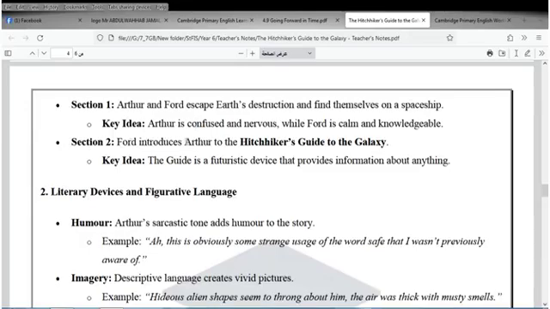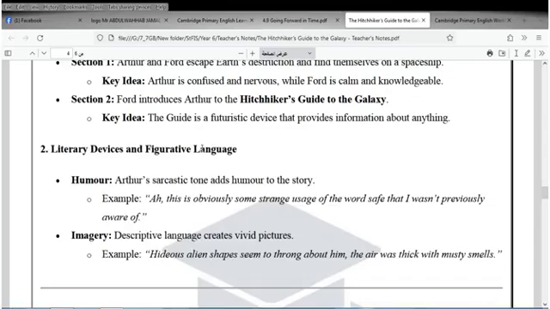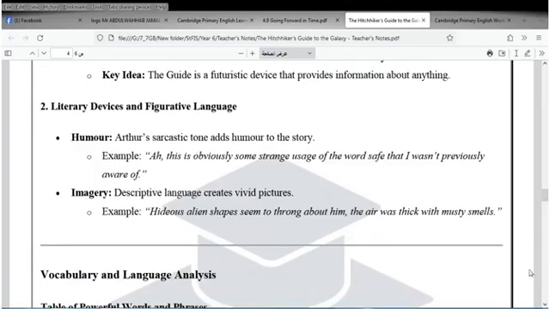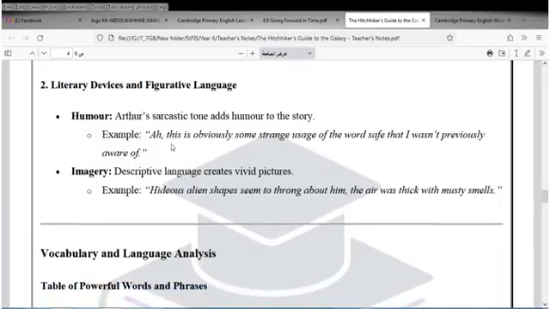Section 2. Ford introduces Arthur to the Hitchhiker's Guide to the Galaxy, and the idea is to show that the guide is a futuristic device which provides information about anything. This book, by the way, could be the key to solve problems, or the key for solving the climax problem, if you wish to say. They will use this book, for example, or this guide to solve their problem, to show them ways.